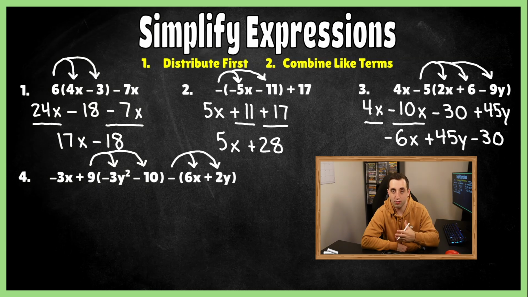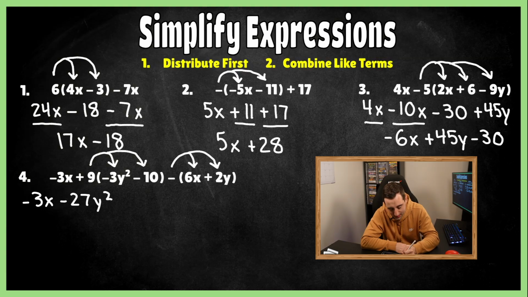And let's just do it all the way through in one go. So for negative 3x, we didn't even touch that. We're just going to bring that down. We have a positive 9 times a negative 3. That's going to be minus 27y squared. 9 times negative 10 is minus 90.